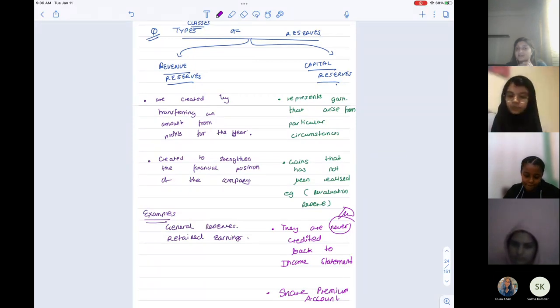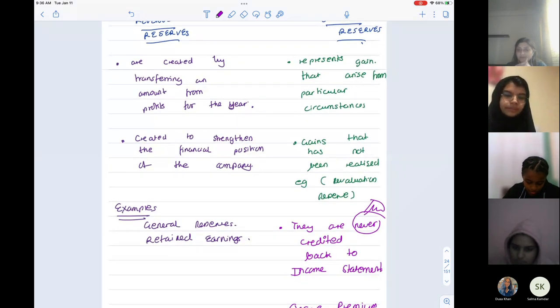Okay. Another circumstance due to which a capital reserve is created? Share premium. Issuing the shares at a premium. What is issuing shares at a premium? It's an extra amount. Issue the shares at an extra amount. Extra amount. And what can these reserves be used for, the capital reserves?